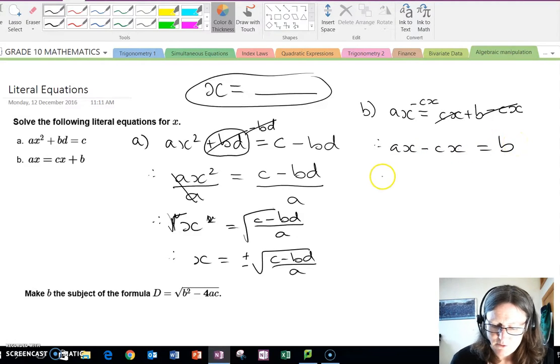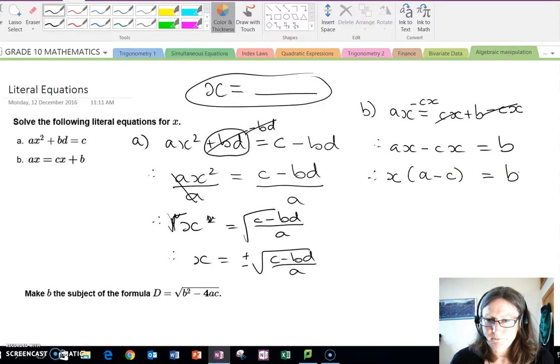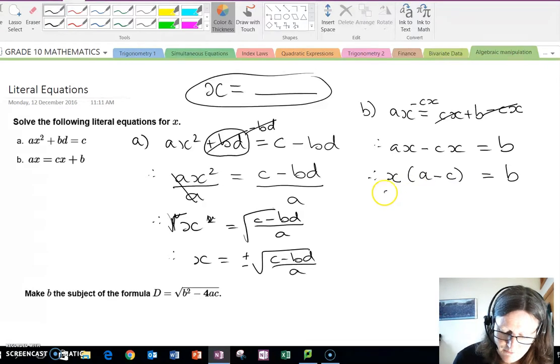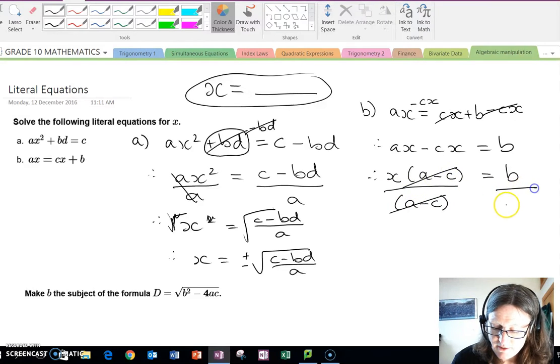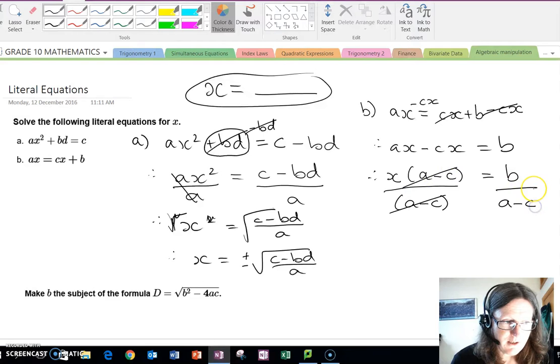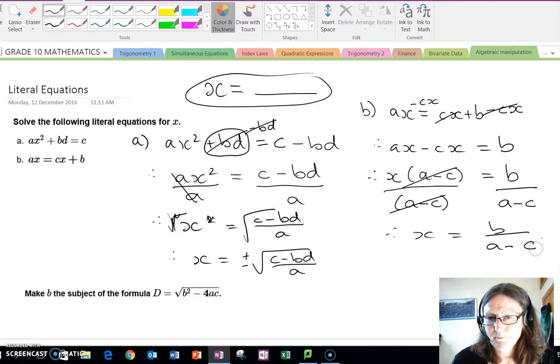Two terms with X. What I then do is factorise. They both have X as a common factor, and then I'm left with X times A subtract C is equal to B. If I divide this by A subtract C, that cancels. So I divide this side by A subtract C. So my answer is X is equal to B over A subtract C.